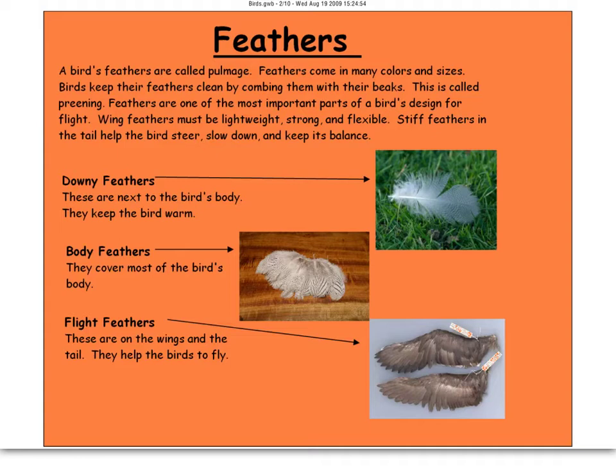Pay attention to this. This will be part of the quiz. The 3 types of feathers. You have downy feathers, which are the feathers that are next to the bird's body. That's what keeps them warm. If you've seen a new baby bird or baby chick born and they look kind of fluffy, those are downy feathers. When they grow up, they have body feathers, which cover most of their body, and then they have flight feathers on the wings. That's what helps them to fly. So again, know this when studying for your quiz.